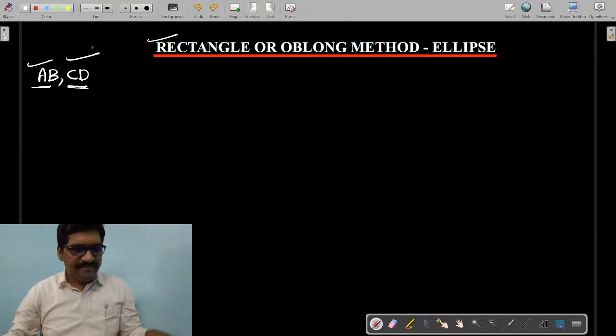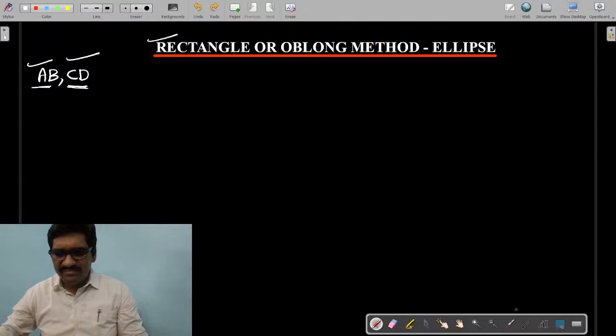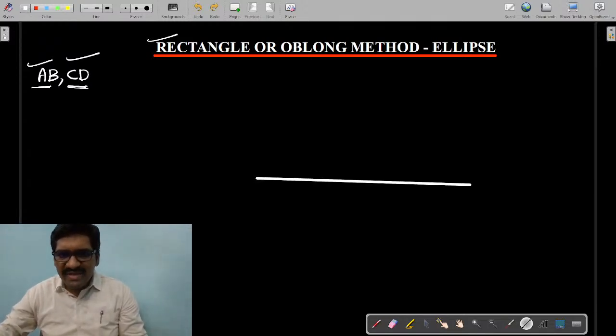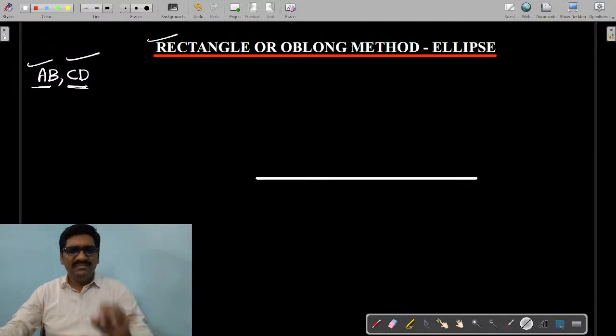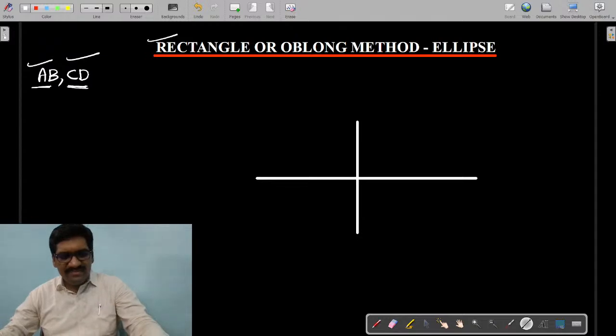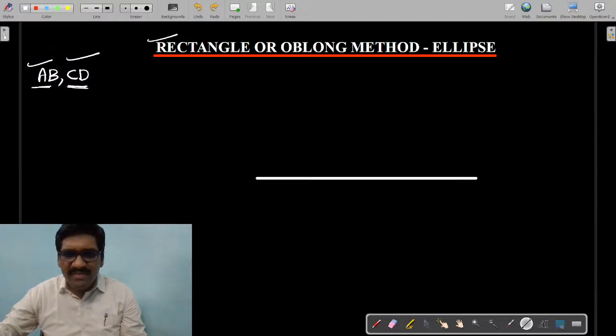Okay, now just see here. I have the major axis with me first of all. This is the major axis line I'm drawing, and this is the minor axis line I'm drawing. So this will be the major axis, and at the same time, this will be our minor axis.